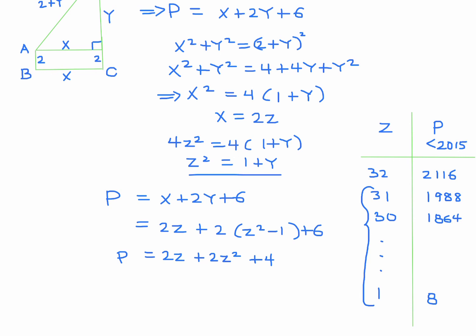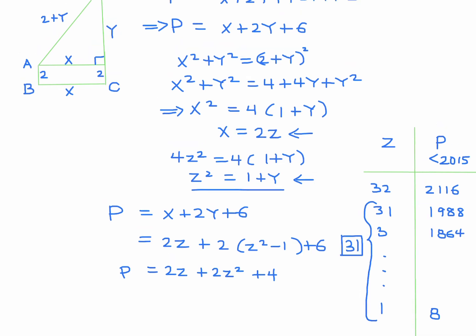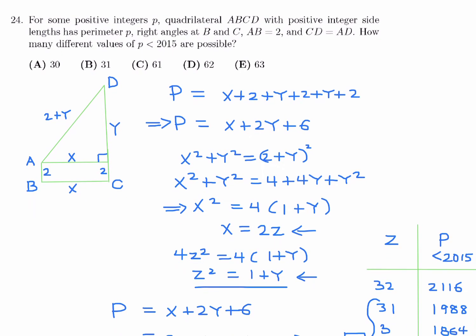And for each value of z, you can get a matching value for x and for y. You will, of course, use the positive value since these are distances. So 1 to 31, that means there's 31 possible ways of doing this. So 31 possible values of p. Number 24, the answer is B.